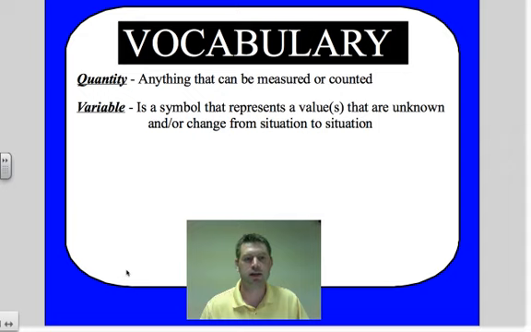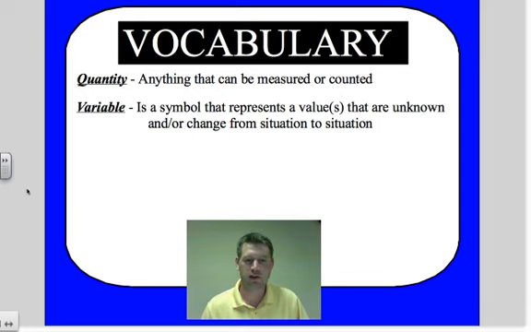Vocabulary for today, we have quantity. Okay, you're going to hear me say quantity a lot. That's a popular word that I like to use. Quantity just means anything that can be measured or counted. Okay, and a lot of times I refer to quantity in terms of things in parentheses.